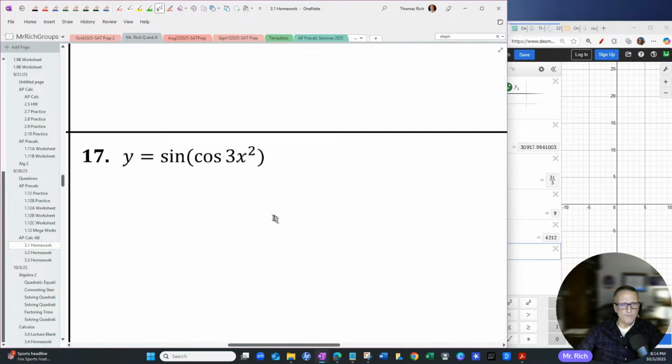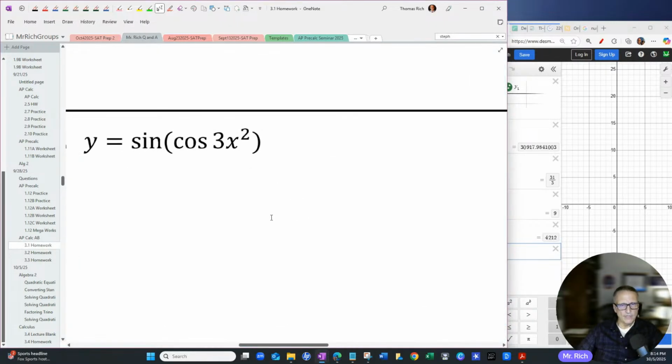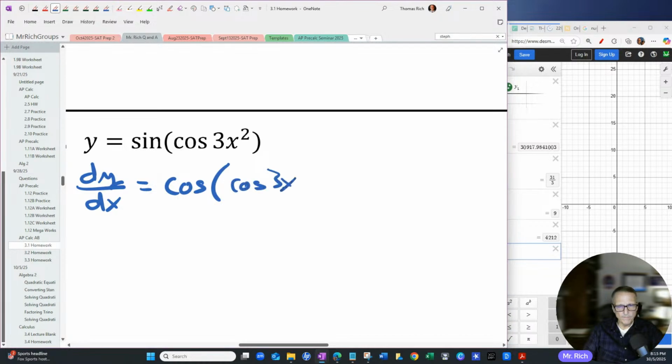Okay. Now let's go and do maybe a few more. All right, so here we've got the sine of cosine of 3x squared. Let's take this derivative, dy/dx. It's going to be equal to. Well, what I'm going to do at this point is I'm going to say, well, what is the derivative of sine? The derivative of sine is cosine. So it's going to be cosine of cosine 3x squared.